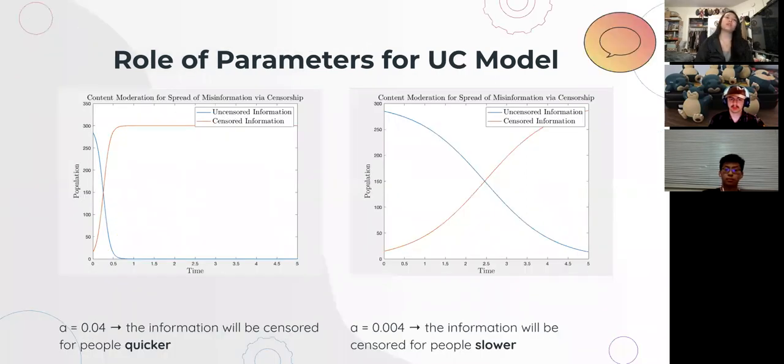In terms of our UC model, the role of parameters here determines how fast or slow the people from the uncensored information group will be moving on to the censored information group. For our first graph on the left here, we set our value of a to be equal to 0.04. This caused people to move out to the other group very quickly before t equals 1. However, for our second graph on the right, we set our a value to be 0.004, which is much smaller. This caused people to move to the last group at a much slower rate, and the total population will move on to the last group after t equals 5.